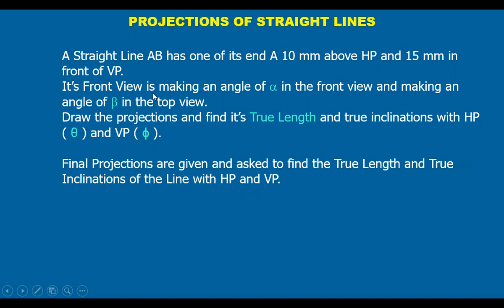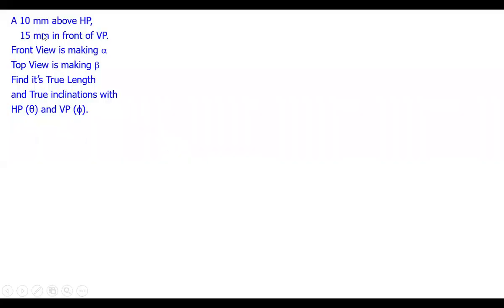Here, the front view is given with its upper end angle alpha, and the top view with angle beta. You have to find the true length and the true inclinations, theta and phi. Let us see how. This is the data given. A is one end of the line, 10 mm above HP. One point is taken, that is the front view of A, and 15 mm in front of VP. This is point A, top view. On the same projector, we get A dash and A.